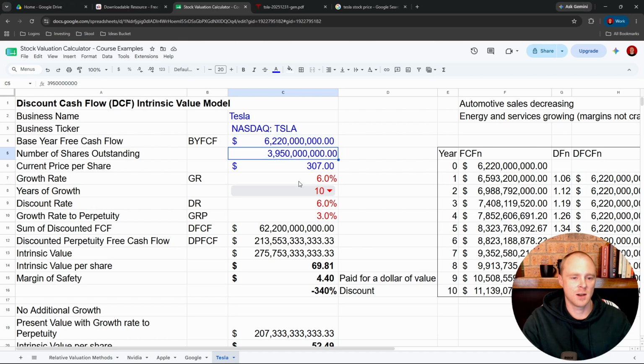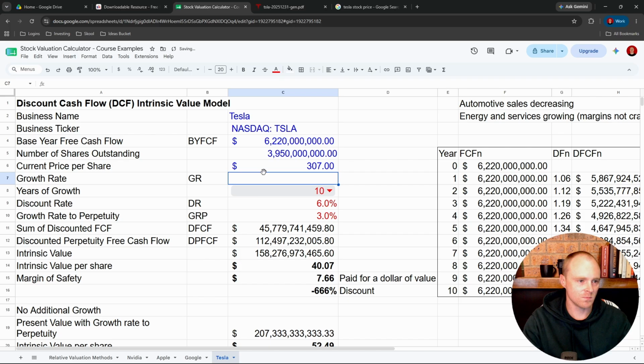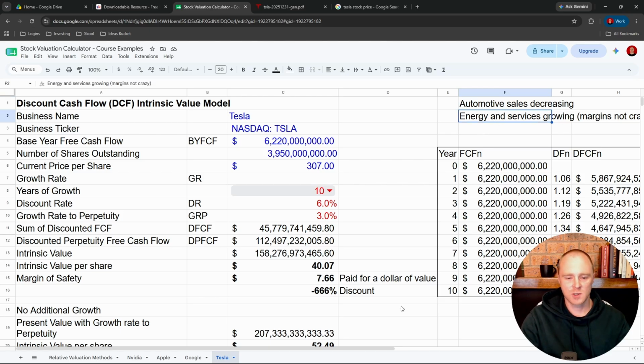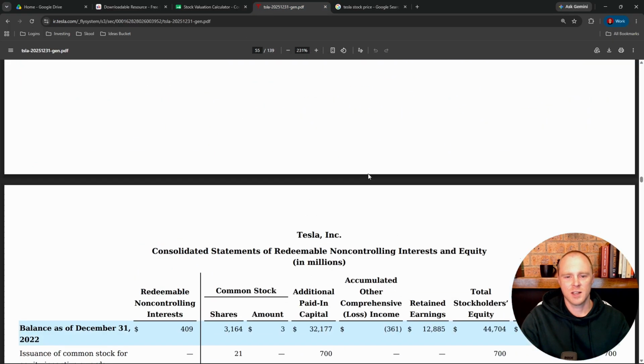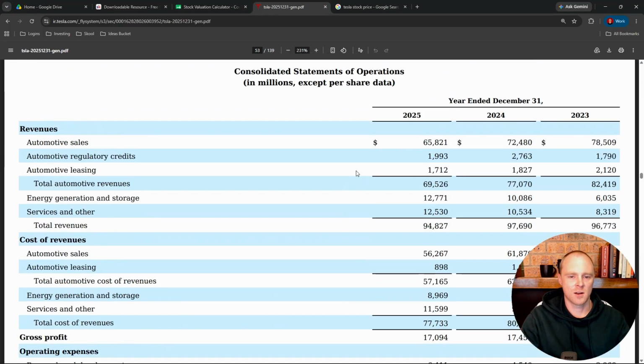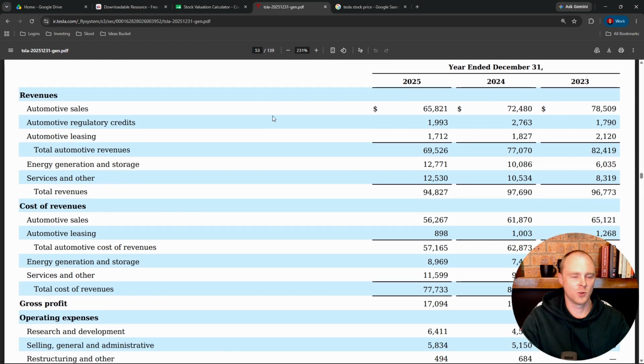And we've got a number of shares outstanding of 3.9 billion and a current share price of 307. Now, knowing that we've got automotive sales decreasing and energy and services are growing, but the margins on them aren't crash hot. It's not like our review of Google, where part of the business was growing substantially more with great margins, or just like Apple. This business has high costs relative to their sales.